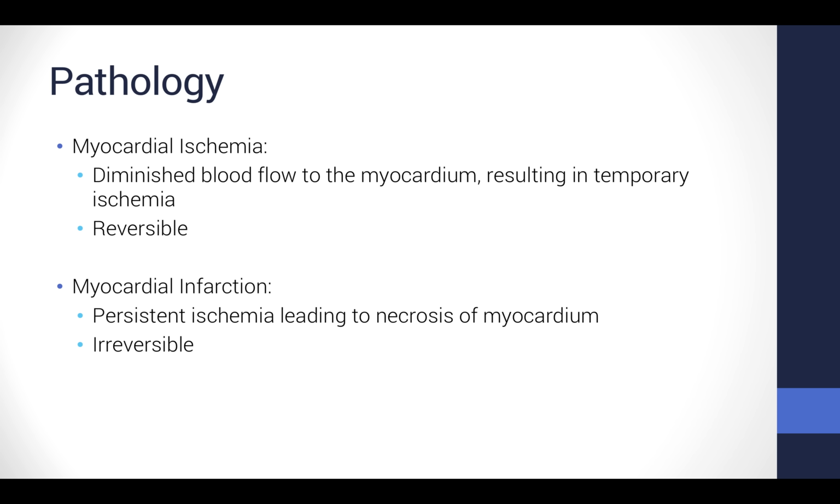Myocardial infarction is persistent ischemia that leads to the necrosis of that heart muscle, and this process is irreversible. So I'll talk about these two processes as distinct entities, but really it's a continuum that you lie in between. The best thing you could have in this case would be myocardial ischemia, and the worst possible thing you could have is myocardial infarction. So there's a continuum with ischemia being reversible, infarction being totally irreversible.